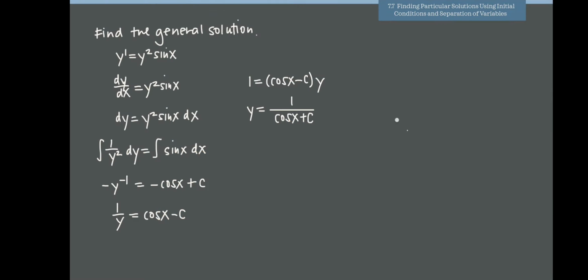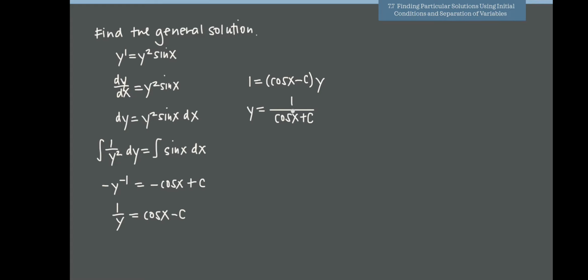Topic 7.7 assumes that you have already found the general solution to a differential equation. So in 7.6, we started with this differential equation here, which was a separable differential equation, and we had separated variables, integrated both sides, and simplified the equation to solve it for y, and ended up with this equation here.